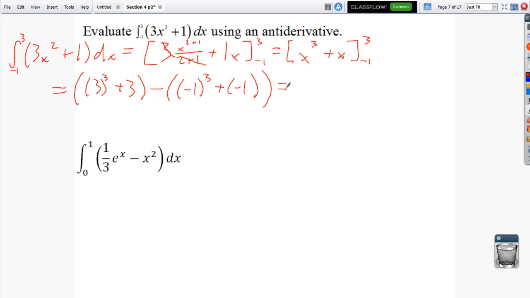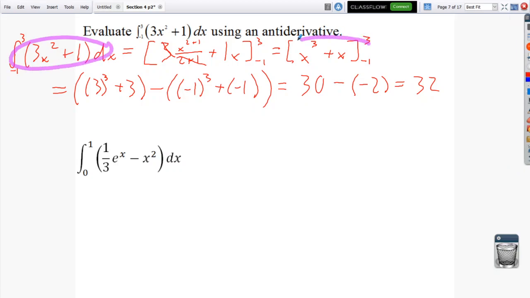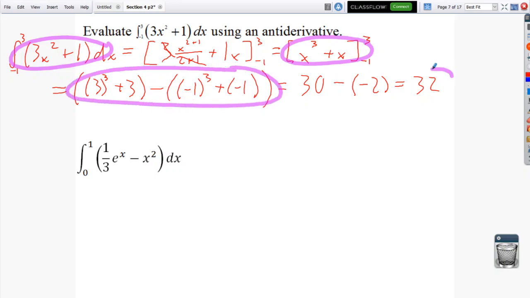Of course, there's a lot of work here. 27 plus 3, so 30 minus -1 cubed. -1 plus -1 would give me -2. 30 minus -2 would be 32. So again, I will highlight the parts that I need to see on your paper in order to get full credit. Anything more is just making sure that you are keeping track of all of your work correctly. And there you go. Those are the absolute bare minimum things that you need to show me in order to get full credit. Let's pull up my calculator to see if we're right.